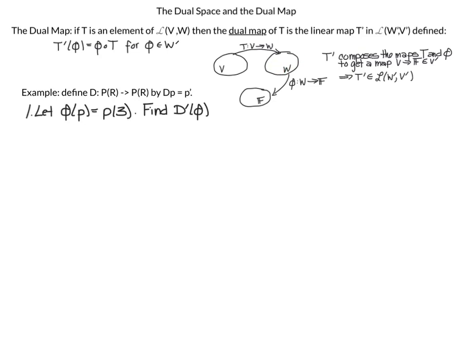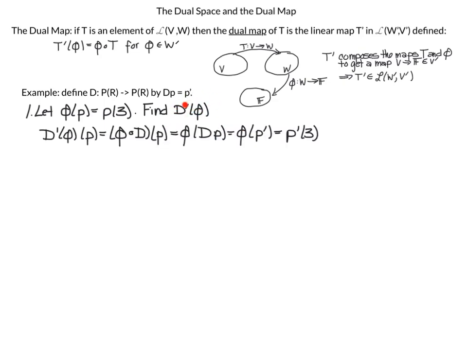For our first example of this dual map, we're going to take our phi of P. That is, it's going from W, this set of polynomials, into our scalar field F. So phi of P is going to be equal to P evaluated at 3. So now we want to find the dual map for phi. It's kind of funny now because this prime here denotes our dual map, whereas this prime here denotes derivative. But anyway, we want the dual map of phi.